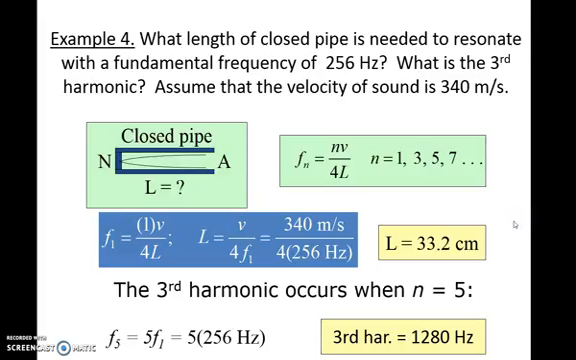So what length of closed pipe is needed to resonate with a fundamental frequency of 256 Hz? What is the third harmonic? And assume that the velocity of sound is 340 meters per second. So we go with this equation: the frequency f_n equals n times the velocity over 4 times L. The first harmonic is the 1 here. We put a 1 in for n, so we still have v, in which case the velocity would be 340.